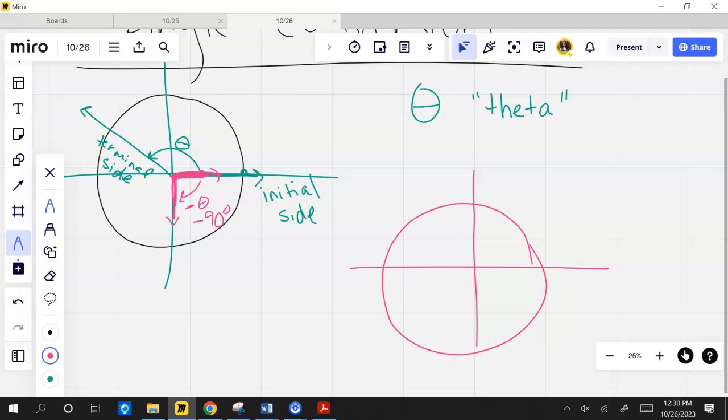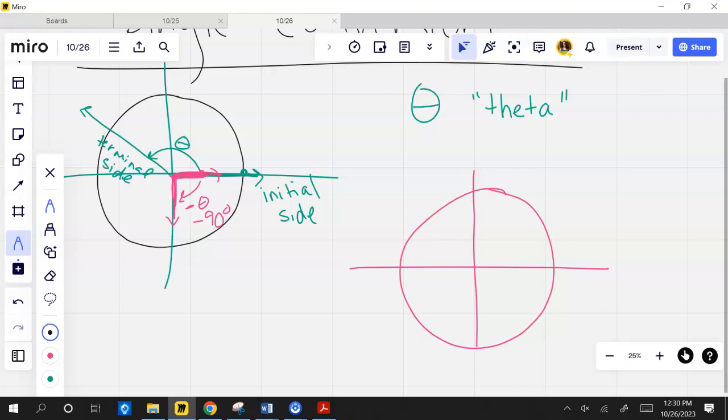Coterminal. Whew. I appreciate it. I appreciate it. If I asked you to graph, I'm fixing to show you. Give me a second.